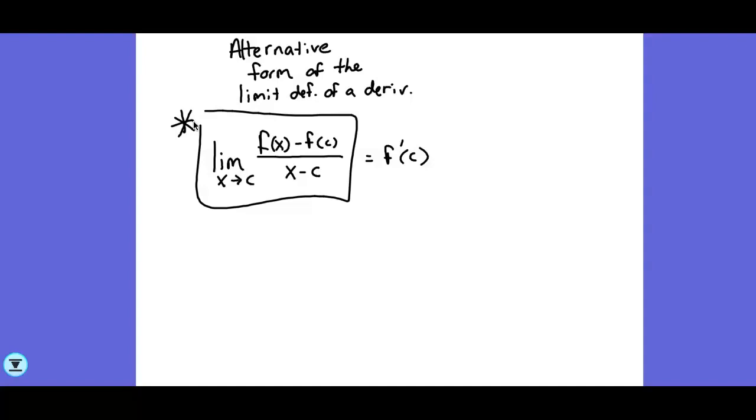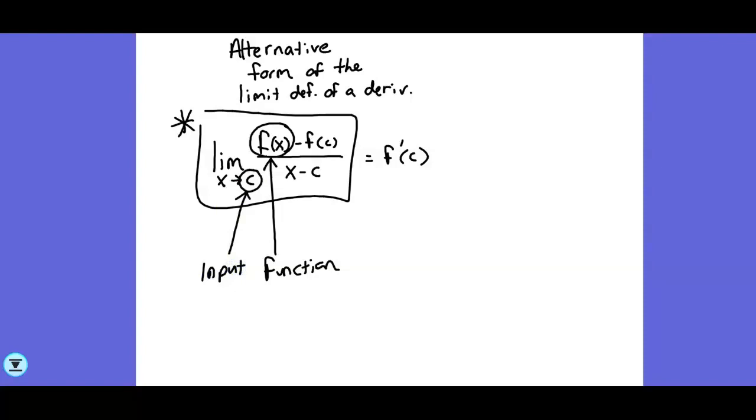I would write down the slide, and I would circle this, and I would say, okay, if you're looking at the alternative form of the limit definition of a derivative, whatever's right there represents your function. Right? And over here, I'm finding the derivative at c, right? Well, that means that whatever number's right here, that's our input value. That's the value that we're finding the derivative at.